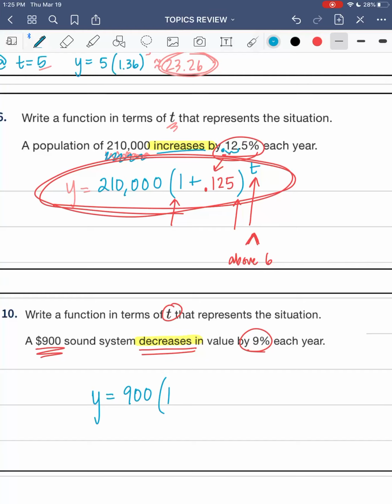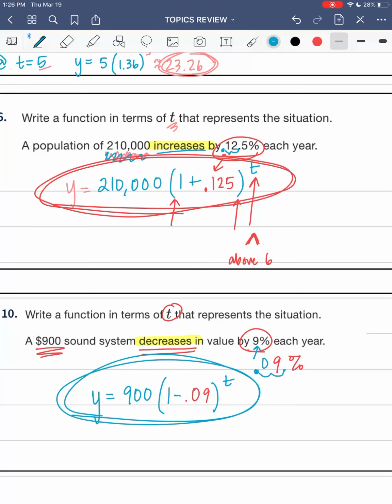Okay, and then it's decreasing. So we have 1, since it's decreasing, minus 9%, but we need to write that as a decimal. So we need to move the decimal, and whenever we have an extra place, we have to put in a 0. So this is 1 minus 0.09 to the t.